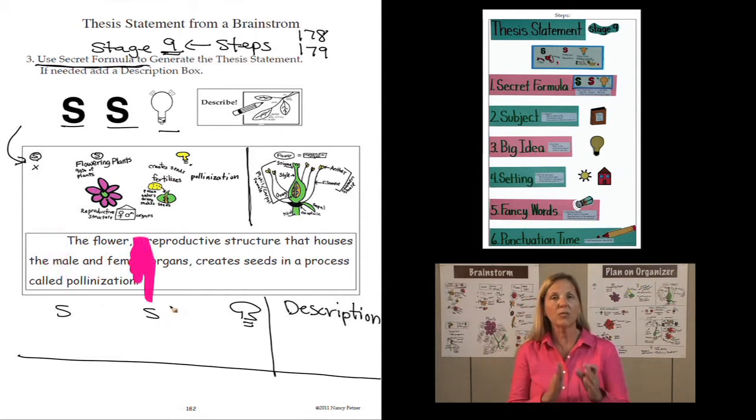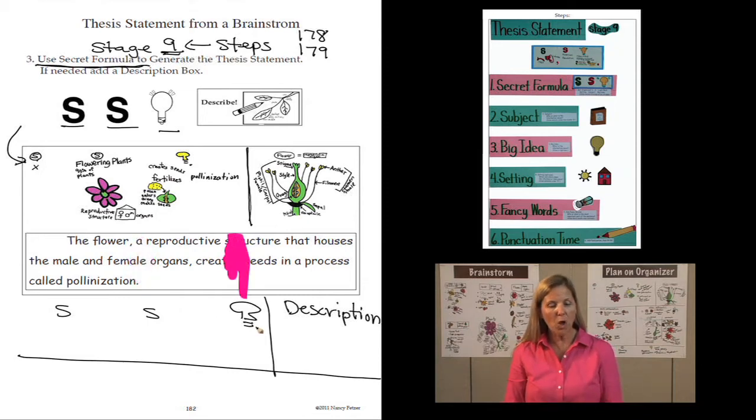What's the second S for? We pretend like we're holding a book, a textbook. We open it up and say subject. Who or what is this information about? And then our light bulb is, what's the big idea about the essay, the whole essay? And why is it so important? Our number 1 step, SS light bulb, we write down in order to form our thesis statement.